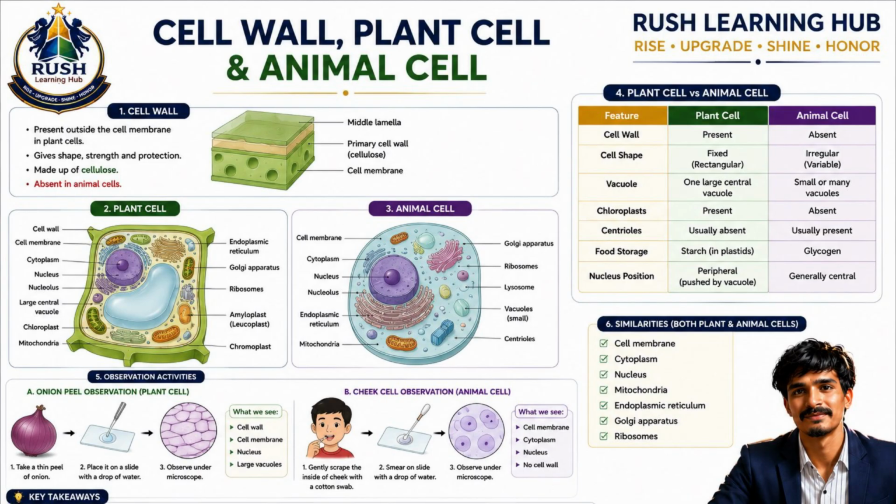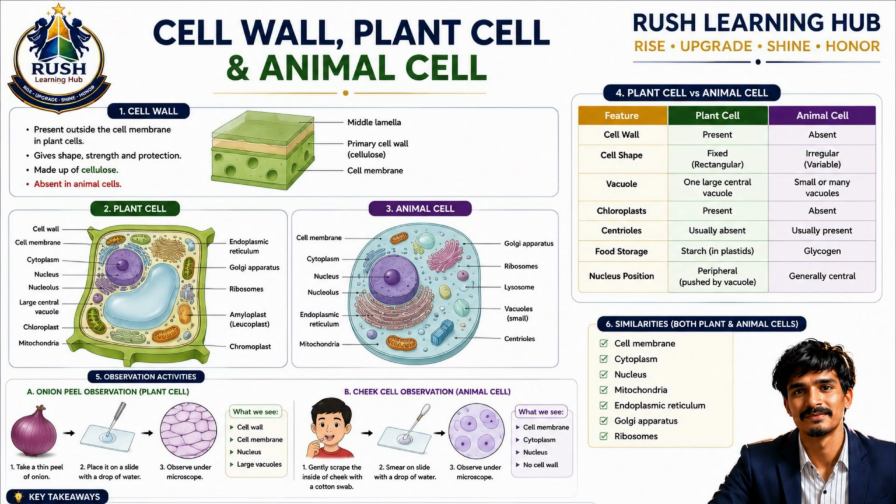A plant cell is usually rectangular or box-shaped because of the presence of a rigid cell wall. Inside the cell wall lies the cell membrane, which controls the movement of substances. The cytoplasm fills the interior of the cell and contains various organelles that perform specific functions. The nucleus acts as the control center of the cell and contains genetic material. Plant cells also contain chloroplasts, which are green-colored organelles responsible for photosynthesis. Photosynthesis is the process by which plants prepare their own food using sunlight, carbon dioxide, and water.